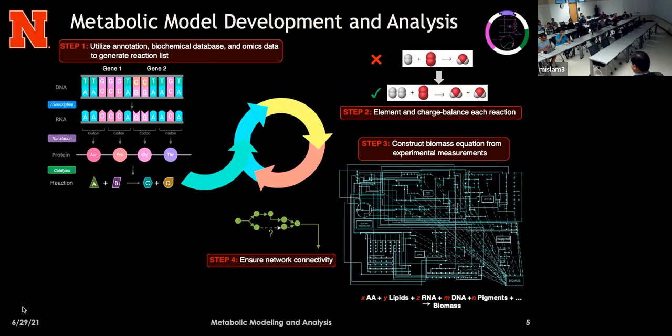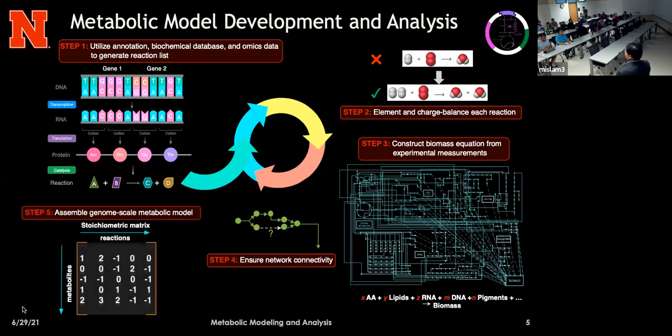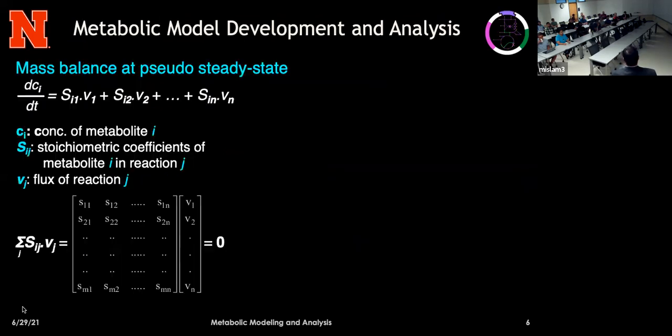Once we have all of this at our disposal, we arrange them in a mathematical form called stoichiometric matrix, where we have rows of metabolites and columns of reactions. And each of the numbers in this matrix represents the stoichiometric coefficient of a particular metabolite in a particular reaction. So with this mathematical structure at our hand, we make a very important assumption that is called mass balance at pseudo steady state.